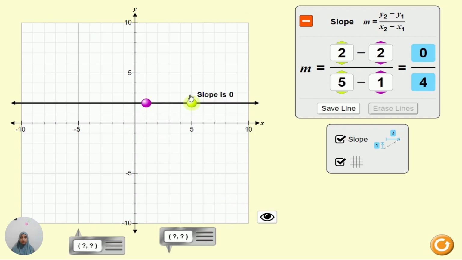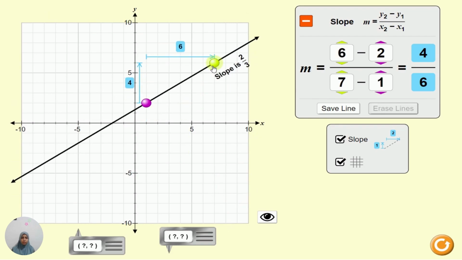Okay, let's look at this example right here. You can see that wherever I put my point, it's going to be the same gradient. And what is the gradient? It's 4 over 6. It's pretty easy to see here.